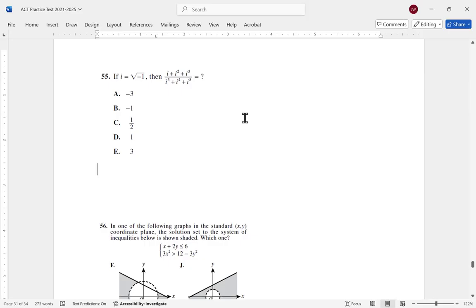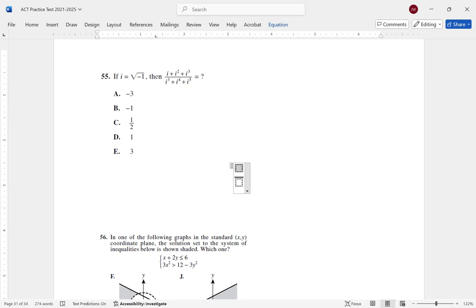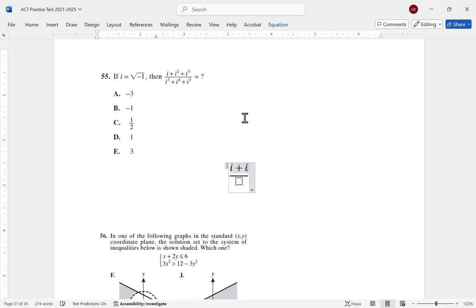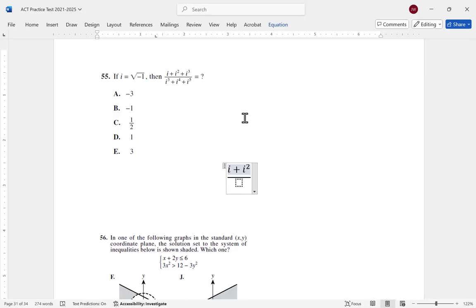Question 55. If i is the square root of -1, then that fraction is equal to what? Well, let's take that fraction: i plus i squared plus i raised to the third power on top, divided by i raised to the third power plus i raised to the fourth power plus i raised to the fifth power on bottom.